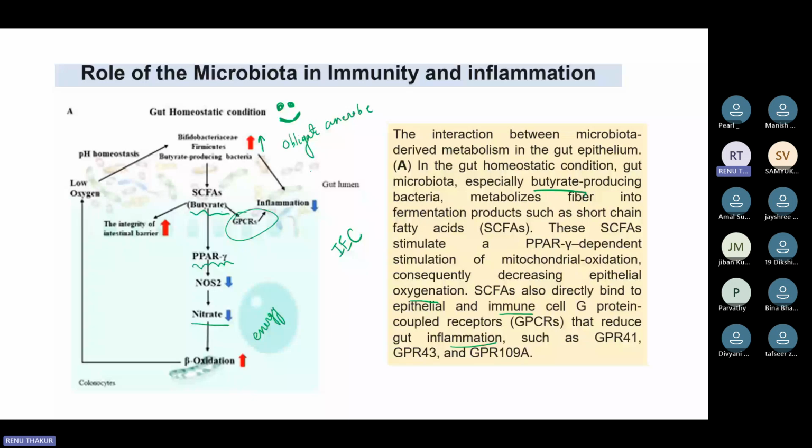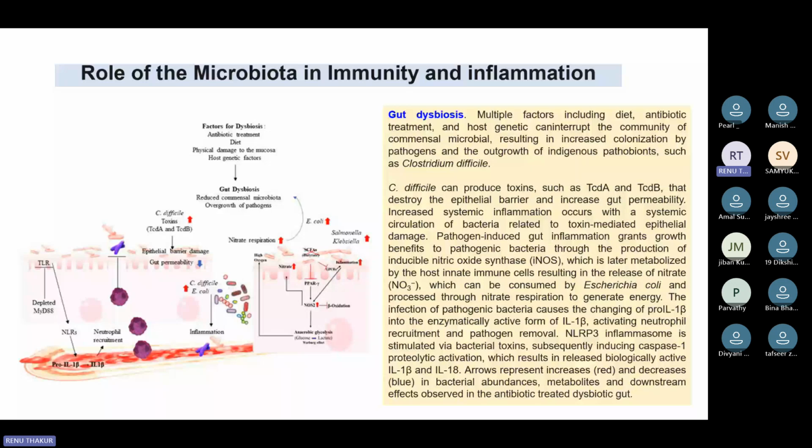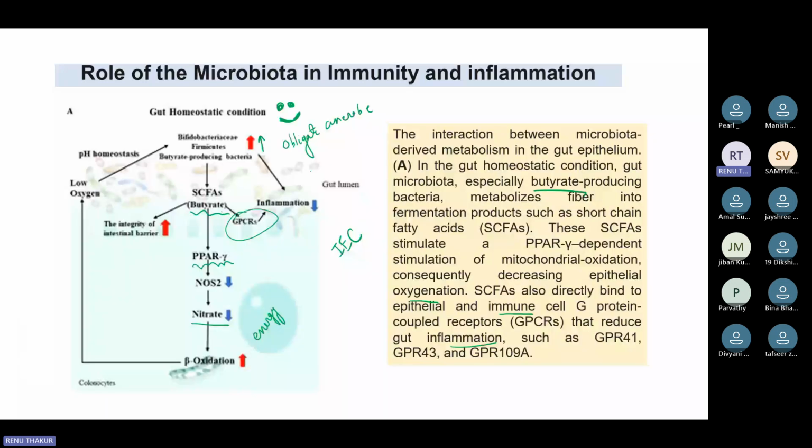Like, this is the actually compiled table. Factors for dysbiosis are antibiotic treatment, not taking a good diet, physical damage to the mucosa. So I will explain this tomorrow. This is nothing but the same thing, this diagram and this one. Like if you are having a gut homeostatic condition and if you are having a gut dysbiosis, so A plus B. So I've compiled this and what can happen.